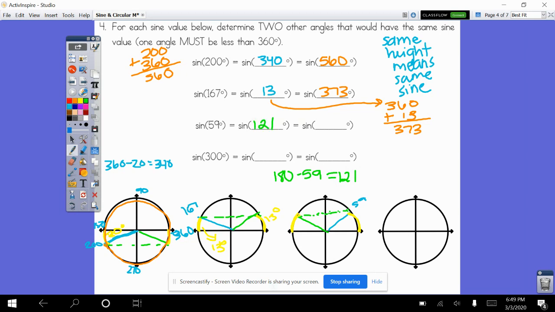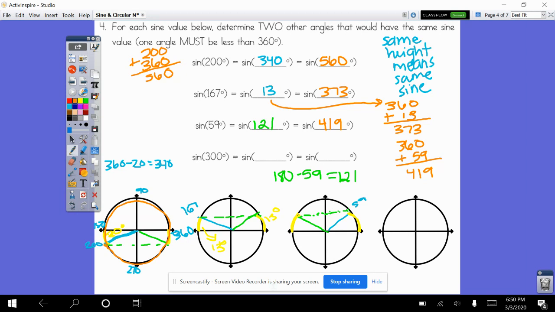So 121 degrees is one of my angles. And then again, to get the second angle, I just need to add 360 to either 59 or 121. I'm going to add 360 plus 59. That gives me 419. This is the kind of math you do need to be able to do without a calculator for sure.